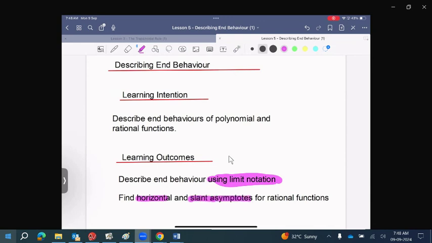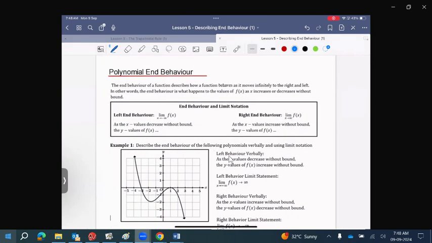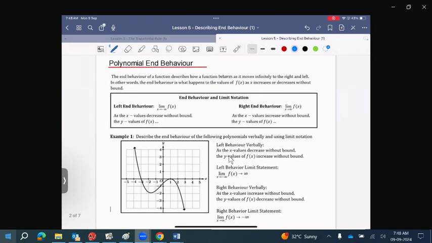So we're going to mix a little bit of polynomial functions and a little bit of rational functions today, reviewing the information that we sort of saw last year and extending it a little bit with the use of limit notation. So from last year, polynomial end behavior. The end behavior of a function describes how the function behaves as it moves infinitely to the left or to the right. So we look at what the function is doing as the x values move infinitely to the left or infinitely to the right.